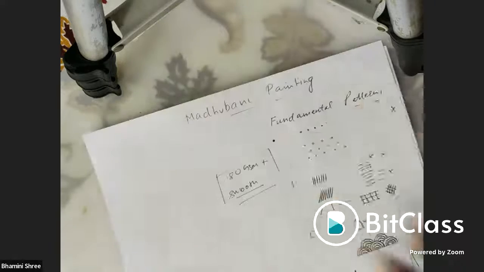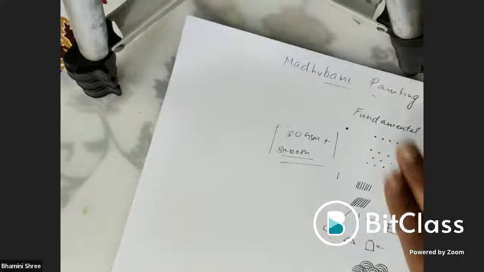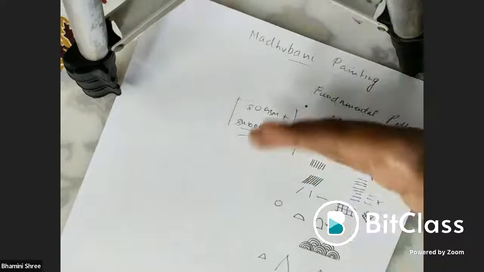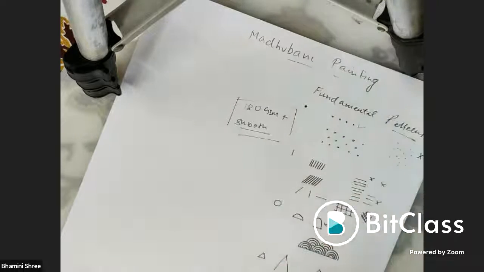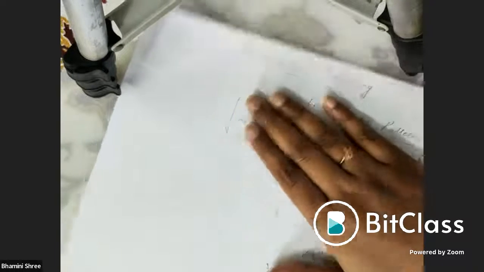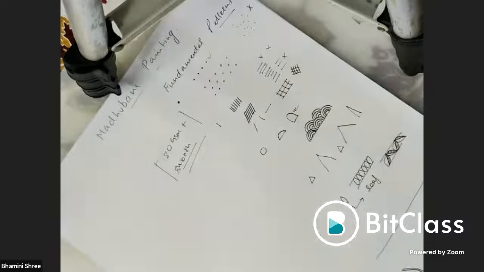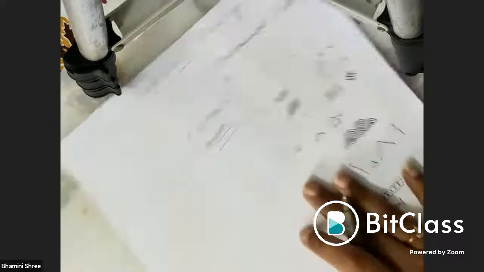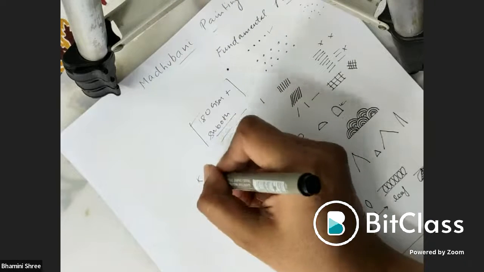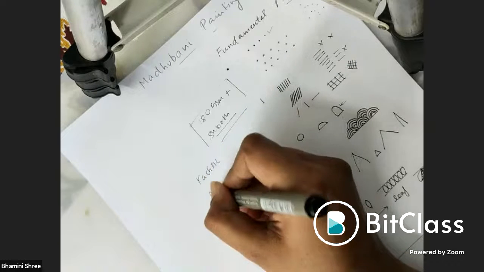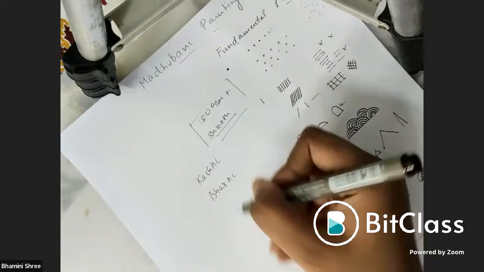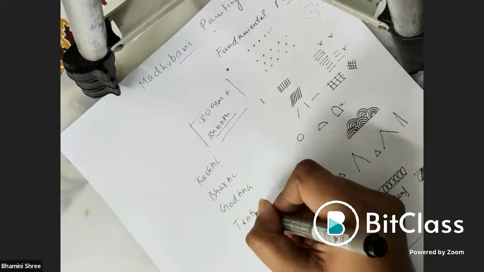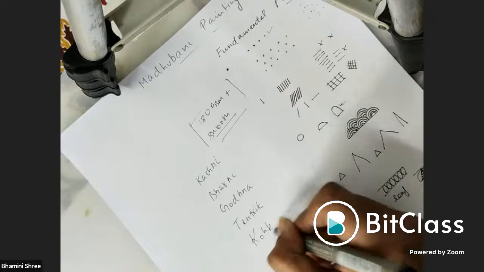All right. So now that you are aware of all of these segments, you should also be aware of the terminologies that we use. There are 5 broad categories in Madhubani painting: Kachni, Bharni, Godhna, Tantrik, and Kohbar.